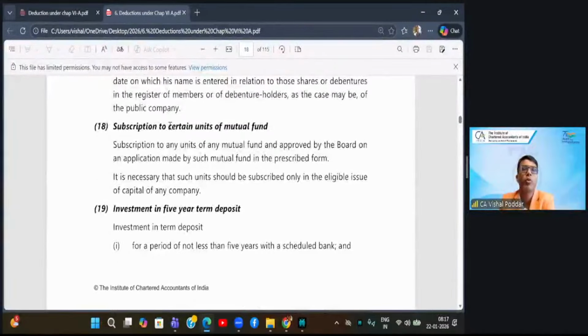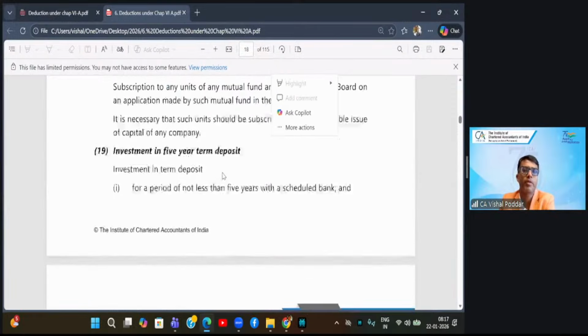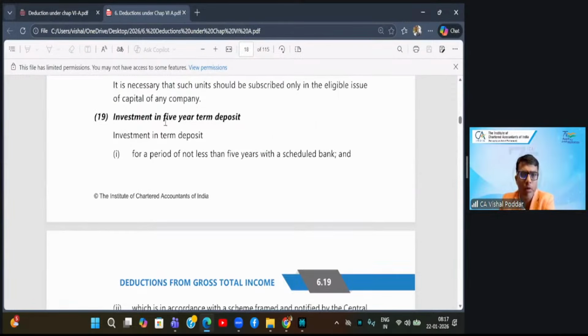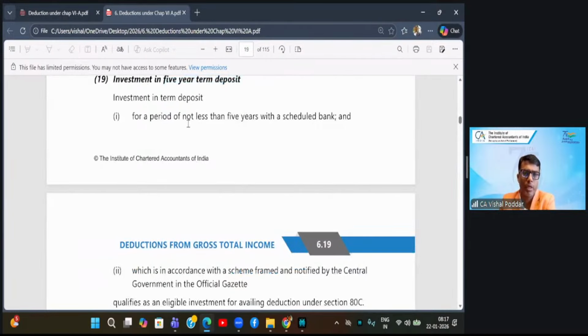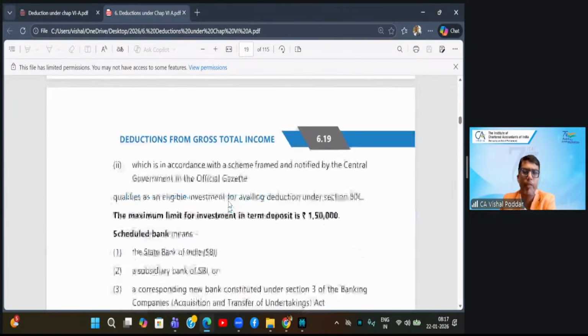Again, you are purchasing mutual fund units, but not just any, only specified mutual fund units. Now, again, what is important is you have taken an FD, a fixed deposit. Two conditions: the fixed deposit should be a minimum of 5 years, so it should be a 5 year or more fixed deposit, and it should be with a scheduled bank in accordance with the scheme framed by the government.